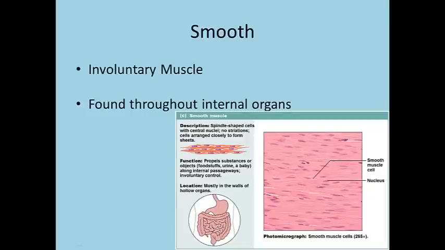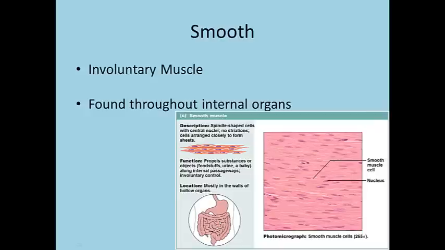Now, the final subdivision of muscle tissue is going to be smooth muscle. This is, again, an involuntary muscle, so similar to cardiac in that respect, and it is found throughout the internal organs. So this is, again, going to be subconsciously controlled, and in this case, it actually looks quite a bit different from the other two subtypes of muscle tissue.